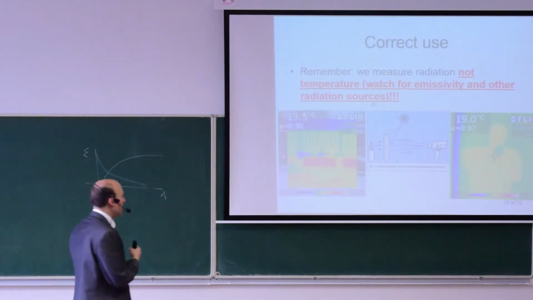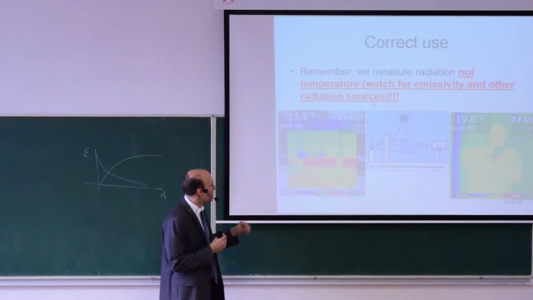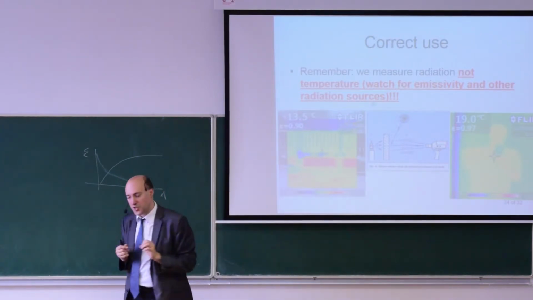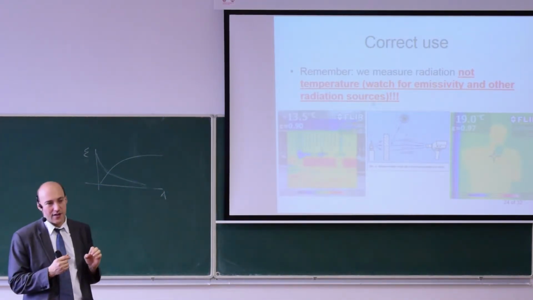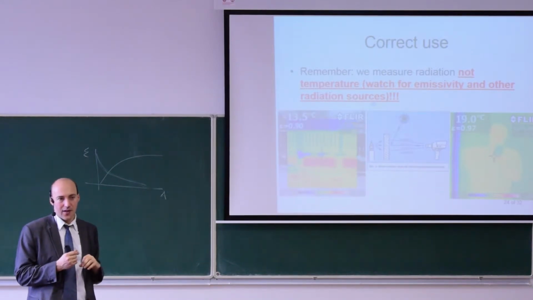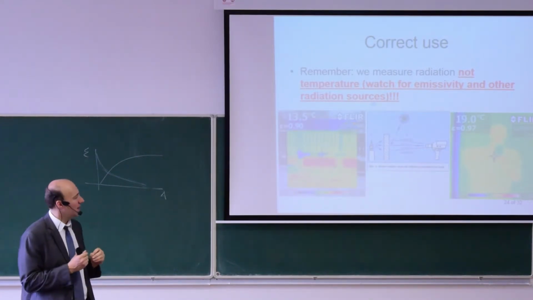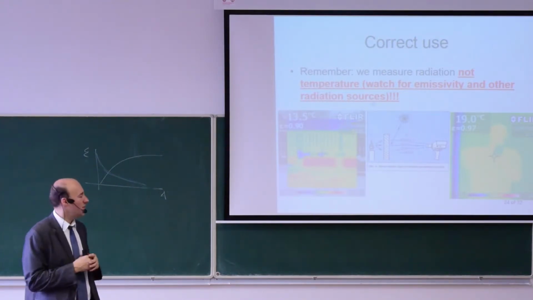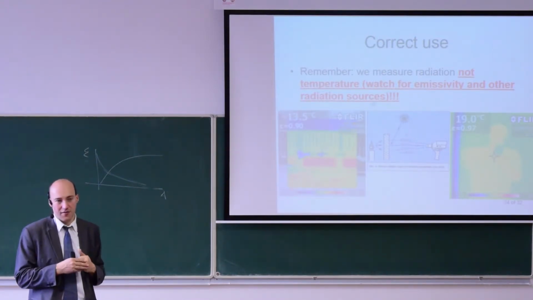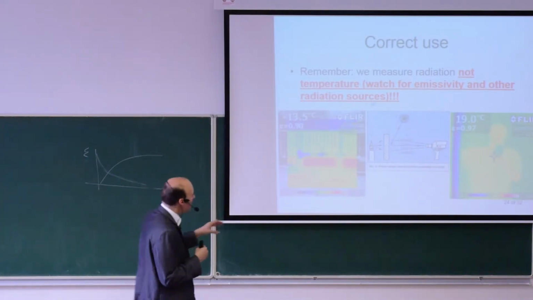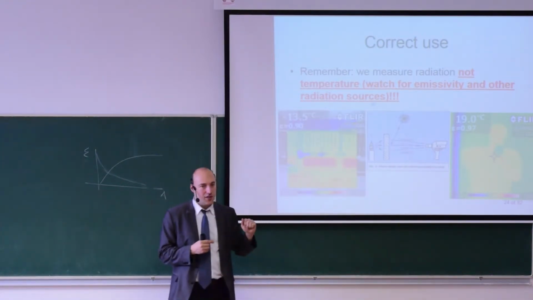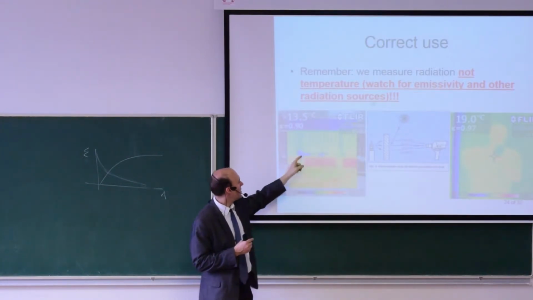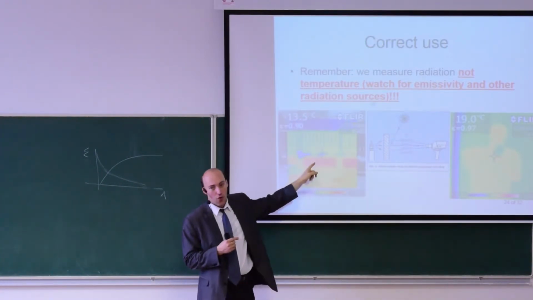But it's definitely not a good idea to take pictures like this, because they have objects which have different emissivities. And it will look like it has different temperature, but this may not be true because it's just caused by different emissivity. What you see here are different surfaces. This is metal, this is wood, and this is snow.